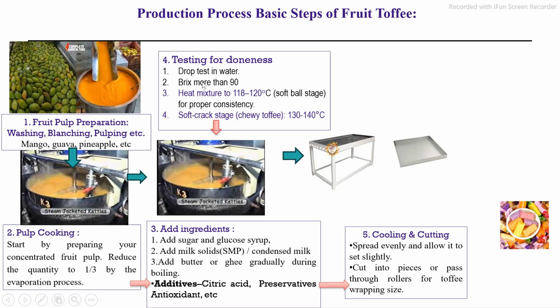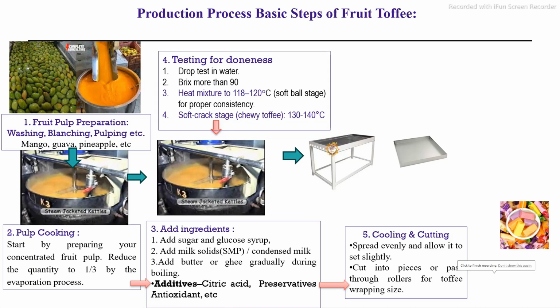The second one is the Brix method, in which the final product must be above 90 Brix for very soft, and for a medium soft ball it must be more than 95 Brix. The simplest and most effective method is the measurement of temperature. The soft ball stage requires a temperature of up to 120 degrees Celsius, and the hard stage, that is the soft crack stage, requires a temperature between 130 and 140 degrees Celsius. That is the doneness of the fruit toffee.